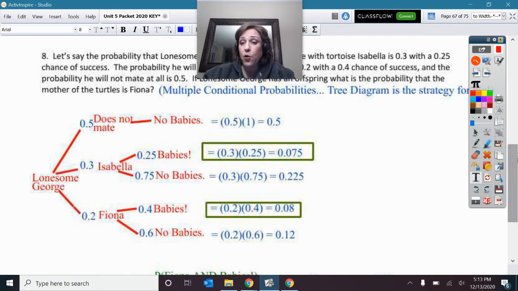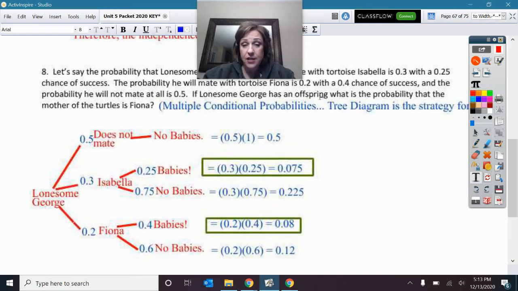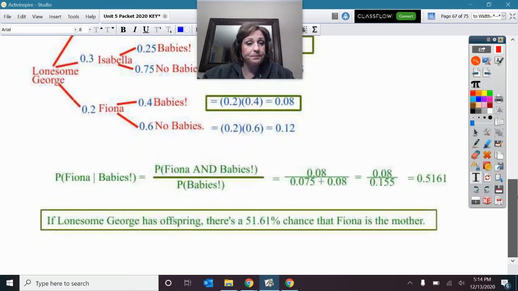So then the question is this: if Lonesome George has an offspring, so that means he had an offspring somehow. So I think in green here, I boxed in the ways that he can have offspring. So that's the total, the denominator of the ways he can have offspring. What's the probability that it was with Fiona? So the part that will be on top is this Fiona piece. So here's what that looks like.